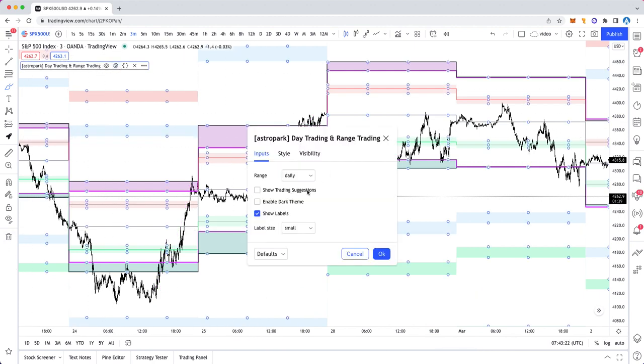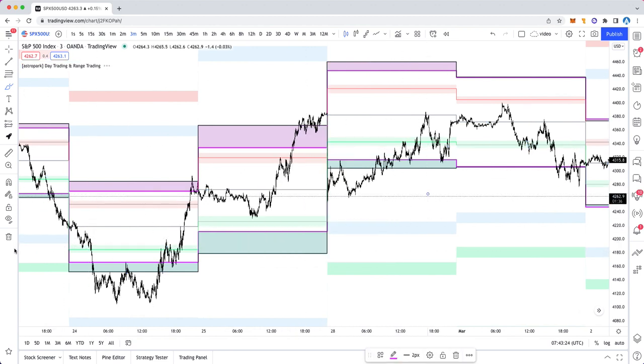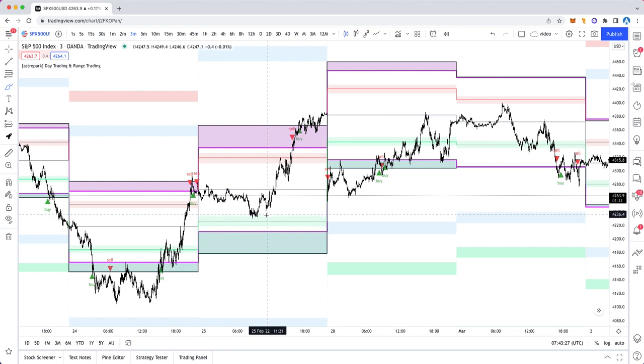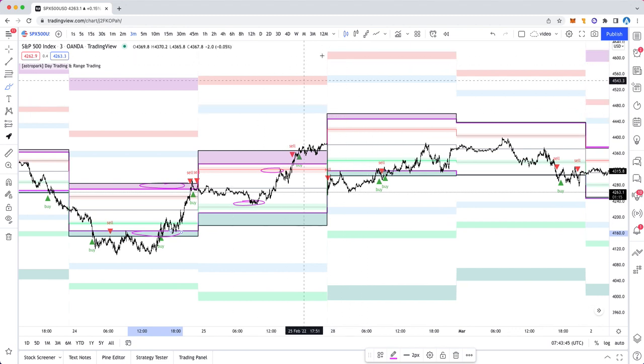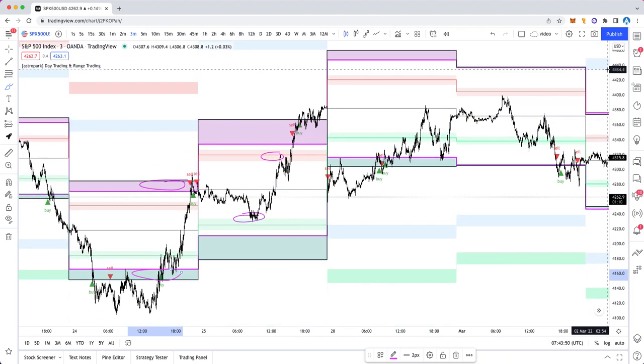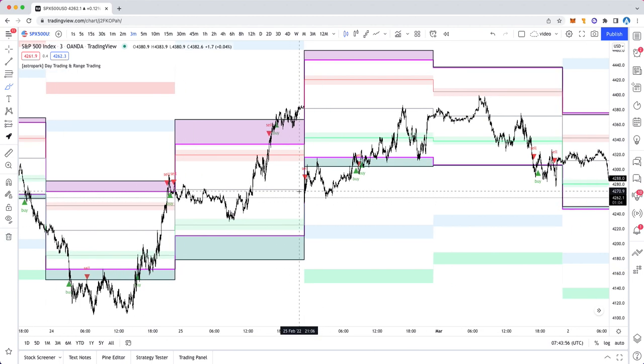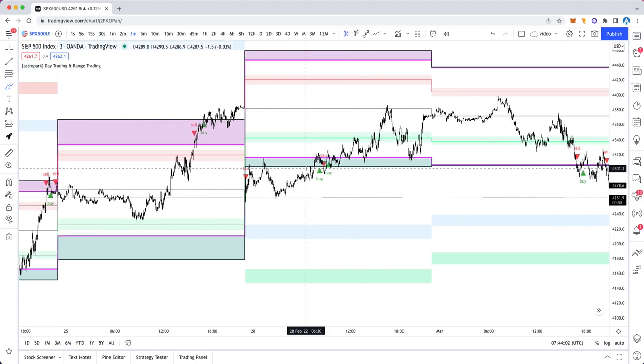The trading suggestions that you see here are still in beta. I'm working on it. For example, I never fire a buy or sell when price is here. I try to suggest buy and sells at the higher and lower ranges, or in the resistance ranges above or support ranges below, when price interacts with those. So these signals are still in beta. I'm working on it to make it better and better, but the idea should be pretty clear.